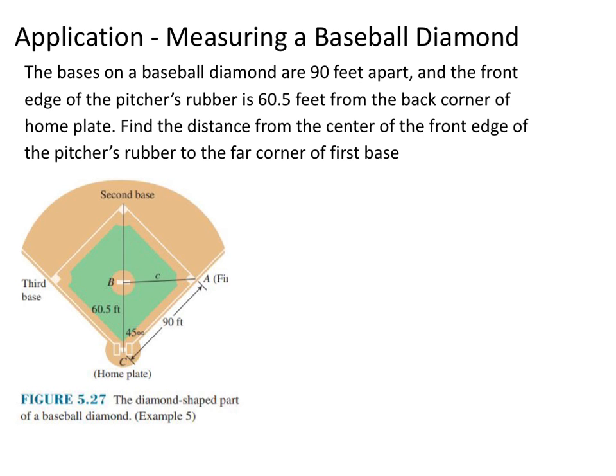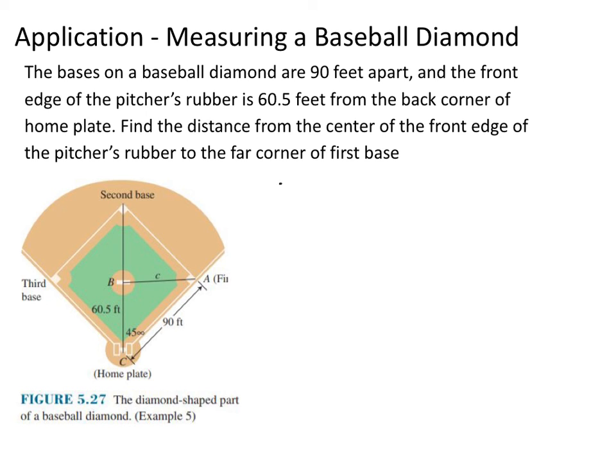Now, last but not least, some application in the real world. Let's say we are the turf master for a baseball diamond. The bases on a baseball diamond are 90 feet apart, and the front edge of the pitcher's rubber is 60.5 feet from the back corner of home plate. Find the distance from the center of the front edge of the pitcher's rubber to the far corner of first base. So this is not a 90-degree angle, so I can't just use the Pythagorean theorem.